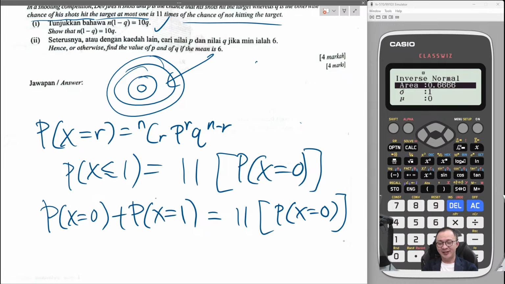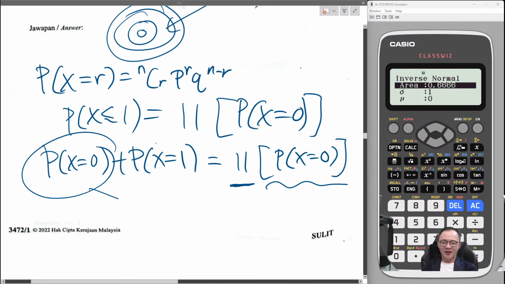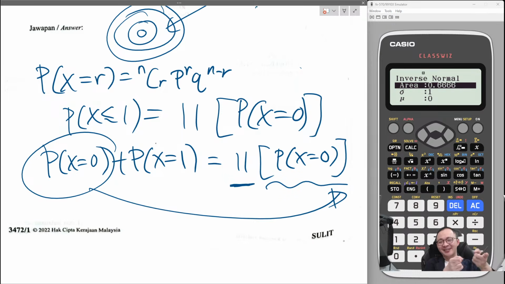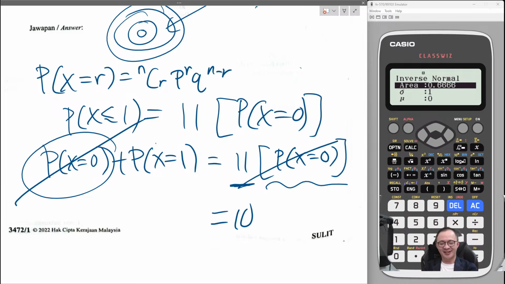Then, imagine you had 11 times you miss the target. Here you have 1 time you miss the target. So if I move to this side, 11 times you miss the target minus 1 time you miss the target. How many times you miss the target? 10, isn't it? After I subtract them, I still have 10 times I missed the target.